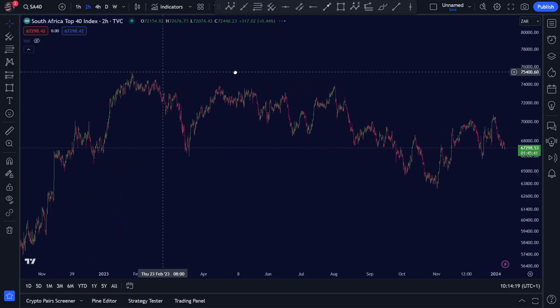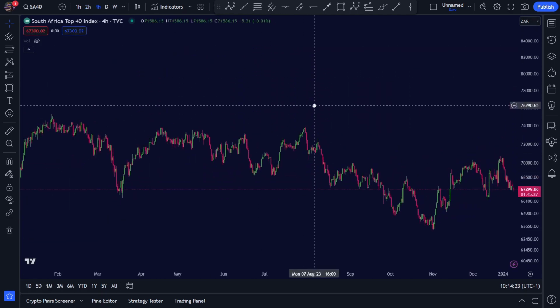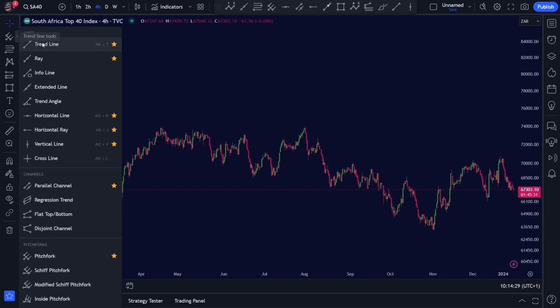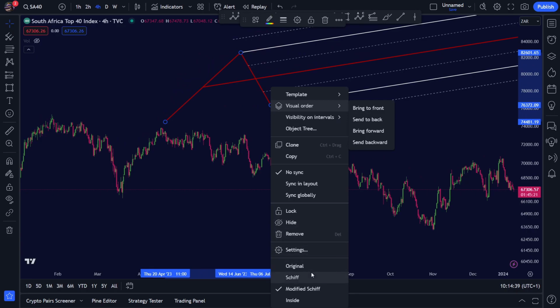Today I want to cover one of the best strategies while trading, which is the Pitchfork strategy. The Pitchfork is a tool you can find on TradingView on the left side. If you right click here and go down, you see this Pitchfork. You can mark it as a star, so I have it here in my toolbar. The Pitchfork looks something like this.